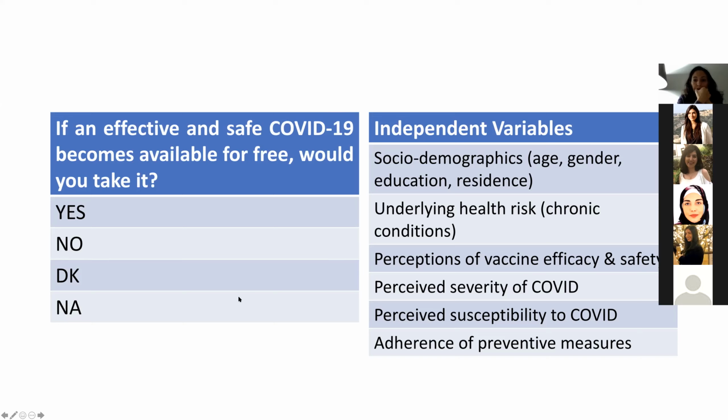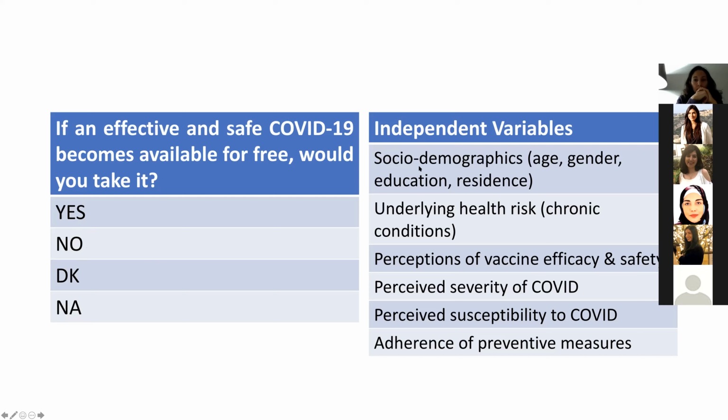So what we asked them in wave 3, this is a longitudinal study, is this question: if an effective and safe COVID-19 vaccine becomes available for free, would you take it? This question was asked in January, actually. And then they could say yes, no, and don't know.